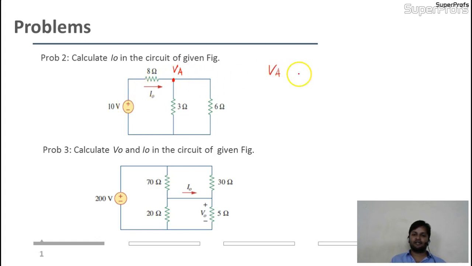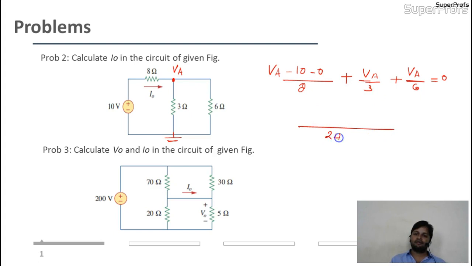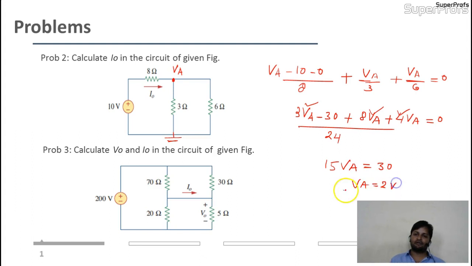So VA minus 10, up to ground I have to go, minus 0 divided by 8 ohm, plus VA minus 0 divided by 3. VA by 3 directly I am taking. Here VA minus 0 by 6 is equal to 0. Only one unknown, that is VA. Take LCM 24. 8 3s are 24, so 3VA minus 30 plus 3 8s are 24, 8VA plus 6 4s are 24, 4VA equal to 0. Is it okay? 3VA, 8VA, 4VA. How much? 8, 4, 12 plus 3, 15VA is equal to 30. So VA equal to 2 volt.